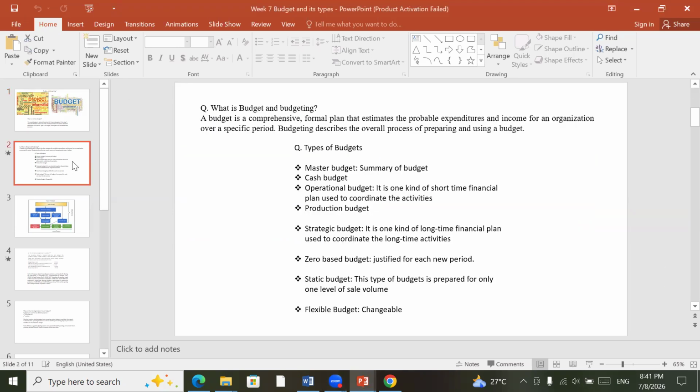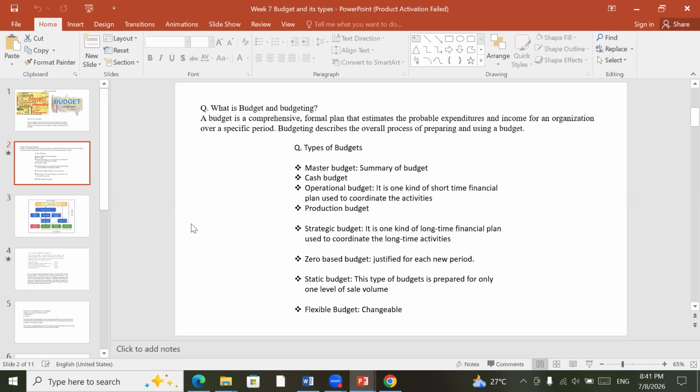There are some common types of budget. At first, the master budget. Master budget is a summary of the budget. When all budgets are ready, you list the headings of all the budgets in one budget. So this is the master budget. The summary of all budgets is called the master budget.